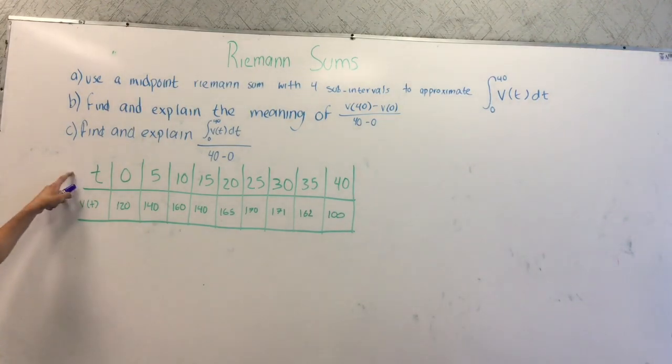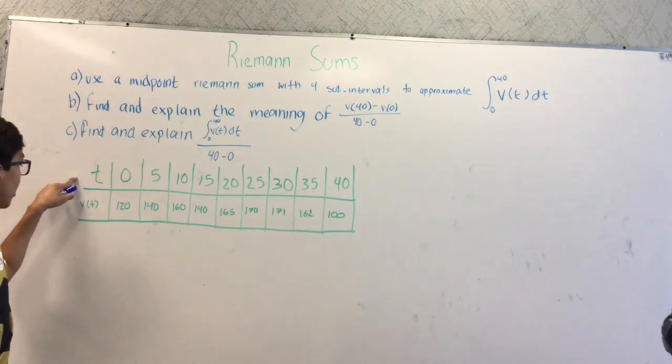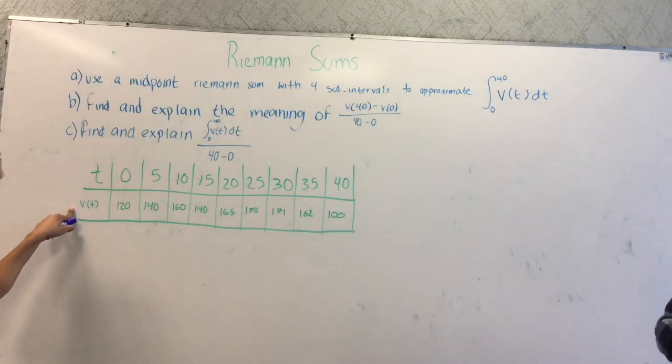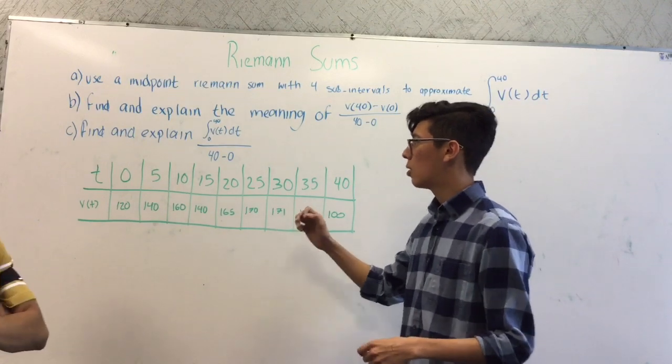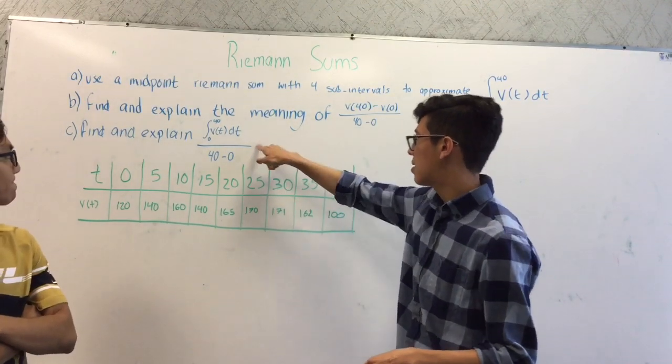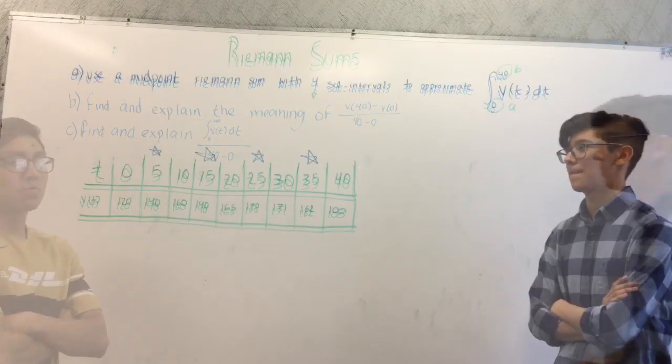As you can see, we have the time and the velocity. The time is the x-axis and the velocity is the y-axis. And finally, in point C, we're going to explain what the meaning of this thing right here is, like in problem B.